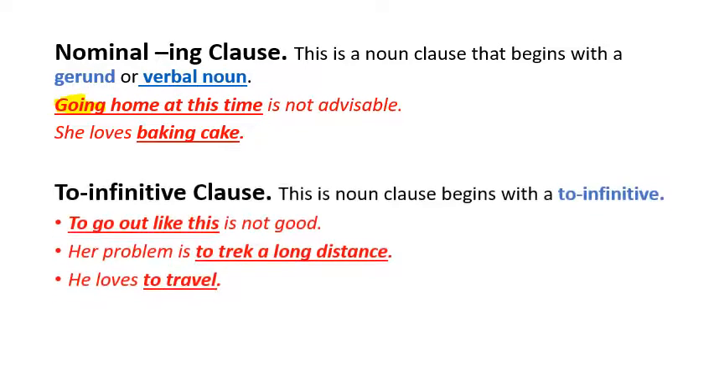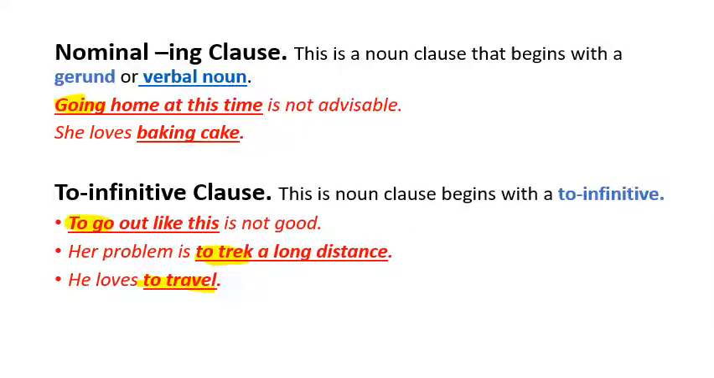The next one is the to-infinitive clause. What do I mean by to-infinitive? To plus a verb in the base form. To go out, like this. Look at this noun phrase, introduced by the infinitive: to plus a verb. To go out like this is not good. Her problem is to trek a long distance. To trek a long distance means to walk or to cycle a long distance, whatever it is. He loves to travel. This is all the noun clause that we have here. It's a short one.